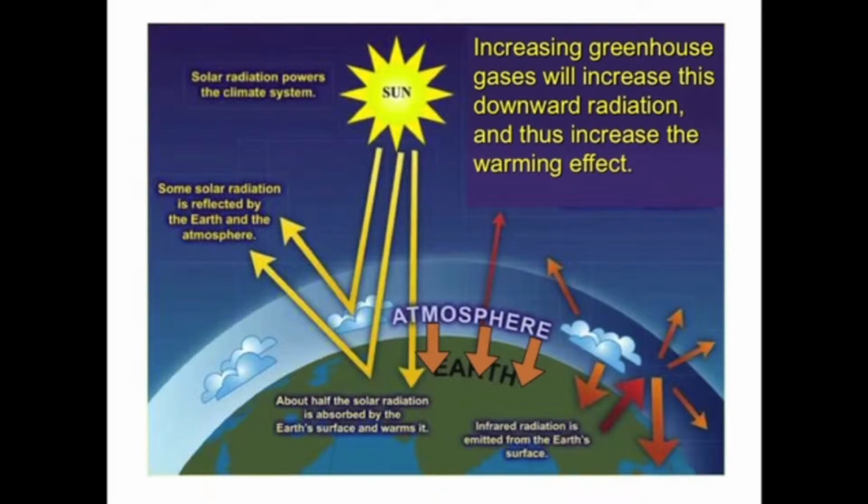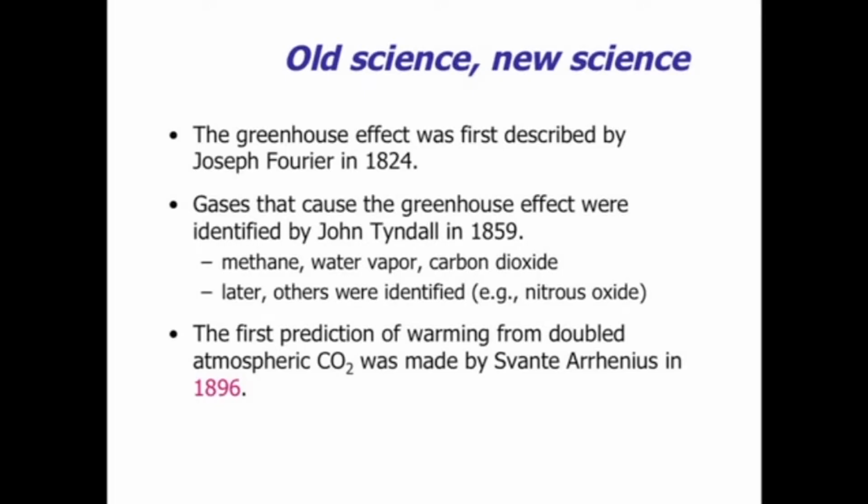So, how long have we known about all this stuff? Quite a long time. The greenhouse effect was first described by Joseph Fourier in 1824. If you're familiar with Fourier's series in math, it's the same Fourier. The specific gases that cause almost all the greenhouse effect were identified in the mid-19th century, 1859, by John Tyndall. The three biggies are methane, water vapor, and carbon dioxide. He found those. Later, some other people found other things like nitrous oxide, which is of specific concern to us here because agriculture is a big source of that.